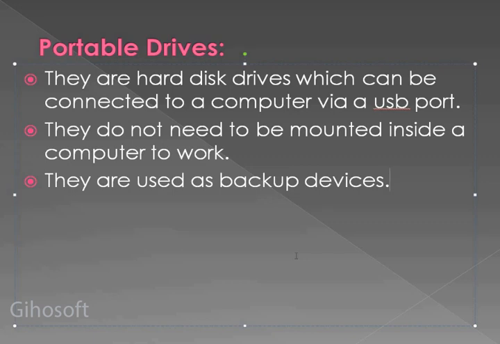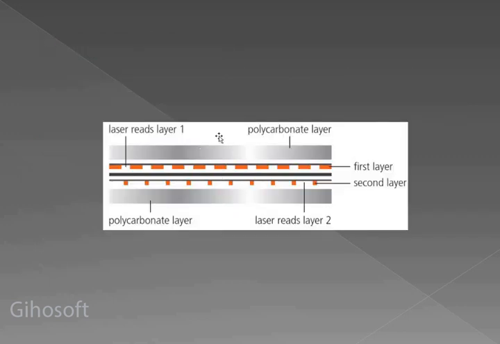They only rely on the 5-volt power that is supplied through the USB port. They are used as backup devices. Okay, so this is the only detail which you need to know about portable drives. Okay, so we have discussed all of the offline devices. Oh, one thing. This is how the dual layers of Blu-ray or DVD looks like.